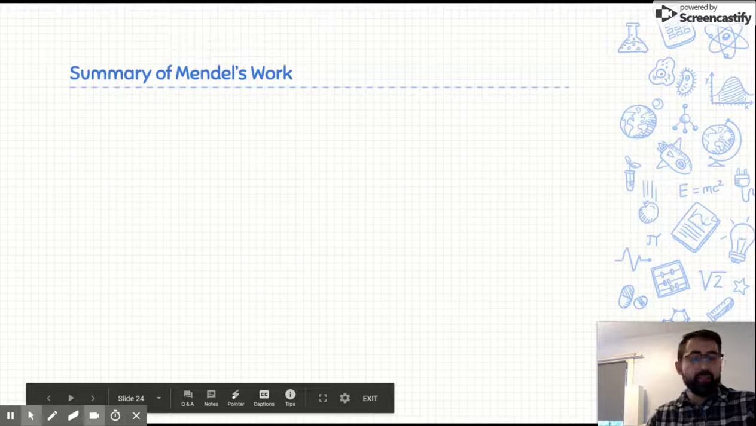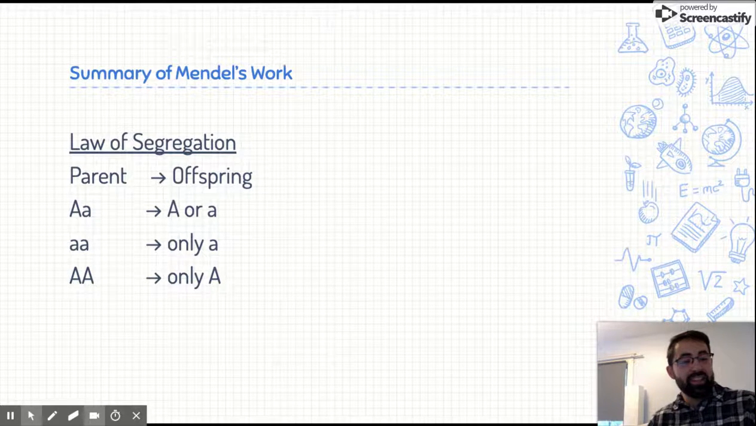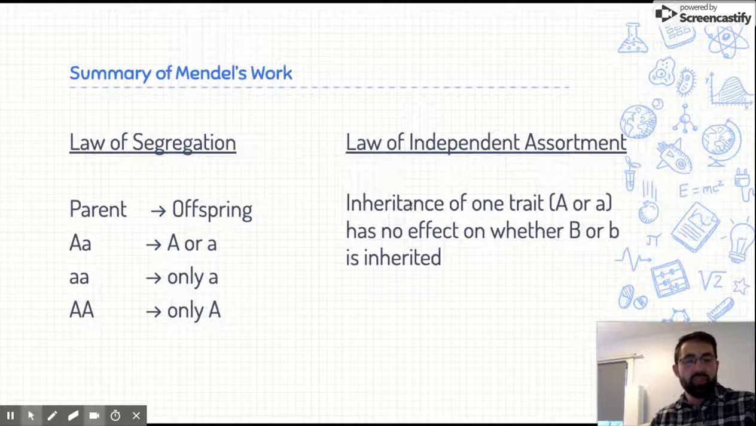Okay. So let's summarize real quick what we say about Mendel's work. The law of segregation: parents pass on to the offspring only one copy of their traits. So if they are heterozygous, big A, little a, they can only pass on big A or little a. If they're recessive, they can only pass on the recessive trait. If they're dominant, only pass on the dominant trait. This is the essence of the law of segregation. Whereas the law of independent assortment says that inheriting one trait, big A or little a, has no effect on any other trait that's inherited, big B or little b. They're independent of each other.